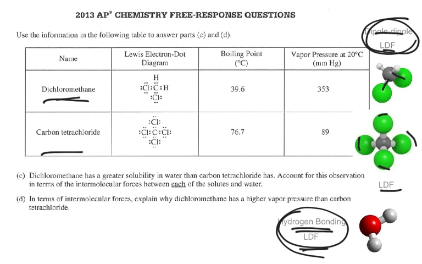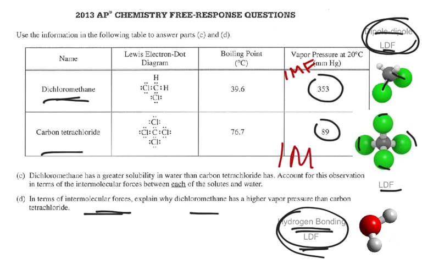Now the second part, in terms of intermolecular forces, explain why dichloromethane has a larger vapor pressure than carbon tetrachloride. Now, if it has a large vapor pressure, that means it must have a very small, or smaller, intermolecular force, and this must have a larger intermolecular force. So how can we account for that idea?